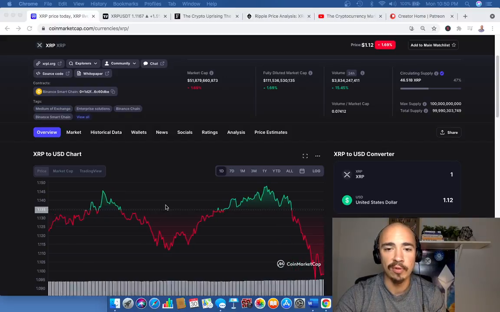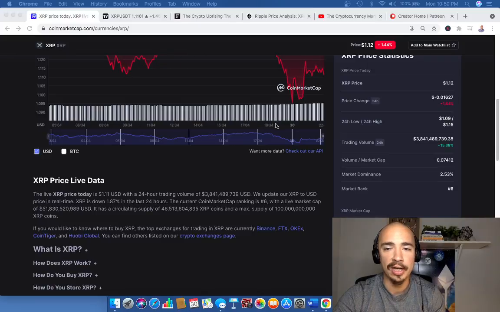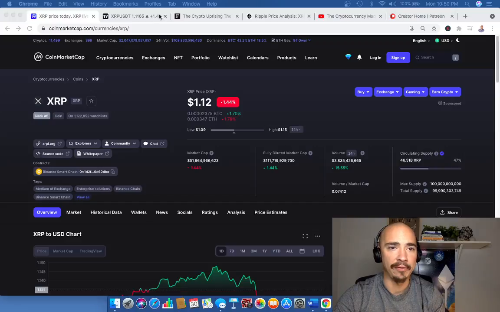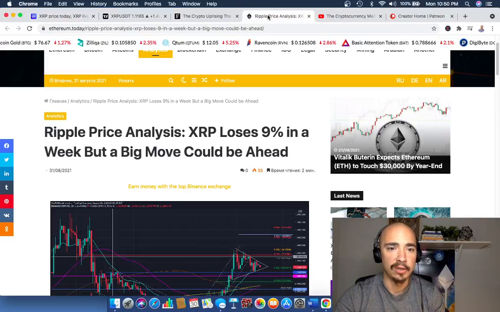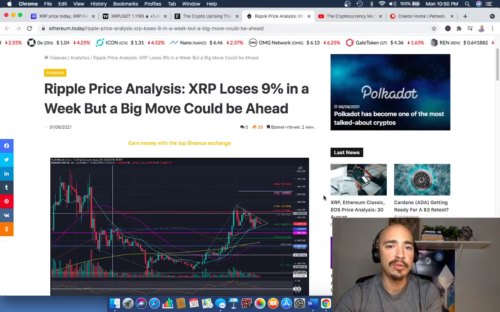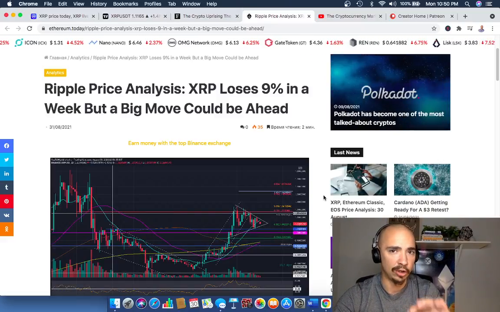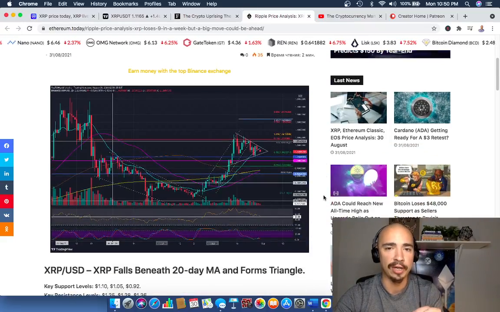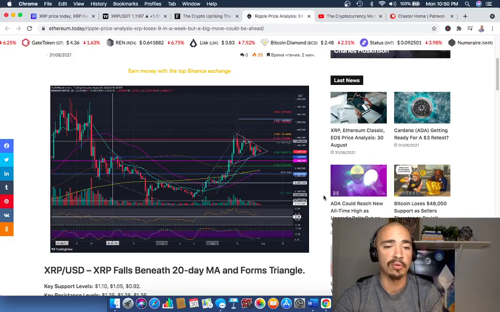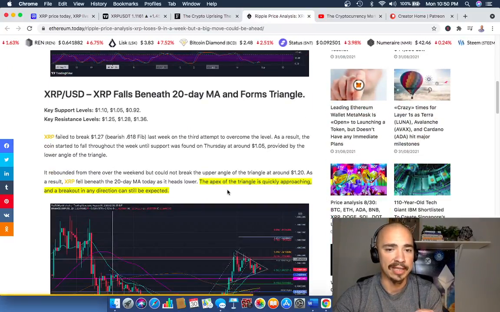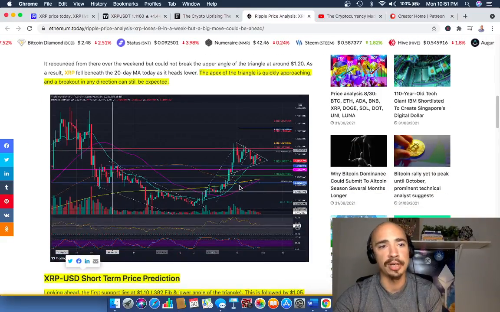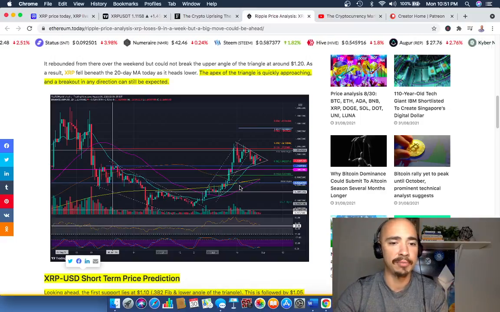So XRP right now down to $1.12. Now, it can go one of two ways here, and we're going to talk about that first and foremost. So, Ripple price analysis, XRP loses 9% in a week, but could a big move be ahead? And I think it could be. I think we're getting ready for a nice breakout in XRP's price. We did push up to about $1.35 not too long ago. It can go one of two ways. The apex of the triangle right now, as you can see right here in this pattern, is quickly approaching, and a breakout in any direction can be expected.